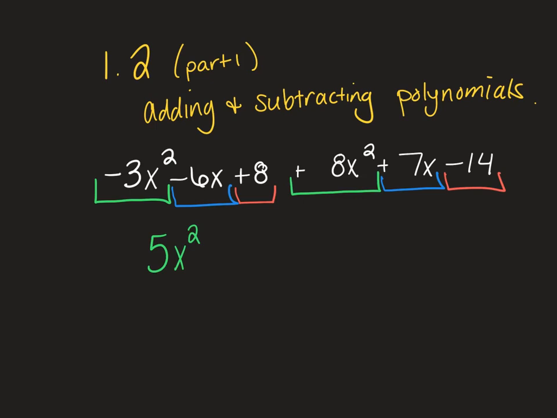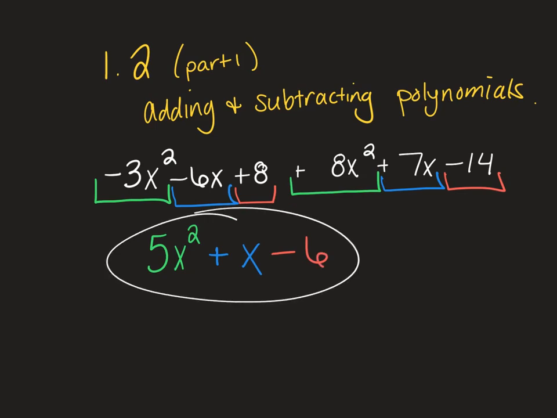Then we have negative 6x plus 7x, which is going to give us a positive 1x. And then you have 8 and negative 14, which are going to give you a negative 6. So this is going to be your final answer when you're adding this polynomial.